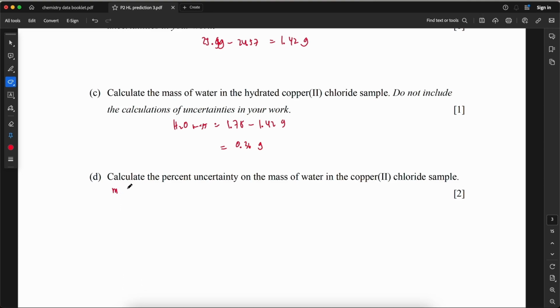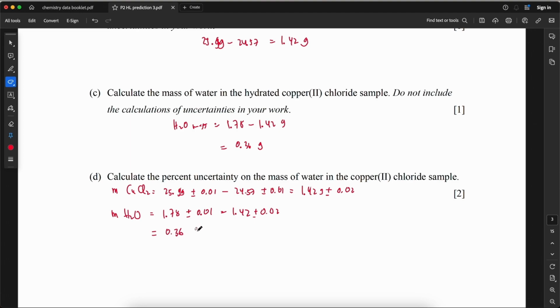Calculate the percent uncertainty on the mass of water in the copper 2 chloride sample. So we need to find the mass of CuCl2, which is 25.99 plus minus 0.01 minus 24.57, with uncertainty 0.01, which is 1.42, and the uncertainty would be 0.02 because you add these two. And now for water, that would be 1.78 plus minus 0.01 minus 1.42 plus minus 0.02. So that would be 0.36 gram plus minus 0.03. So the percentage uncertainty will be 0.03 divided by 0.36 times 100, which is 8.7%.